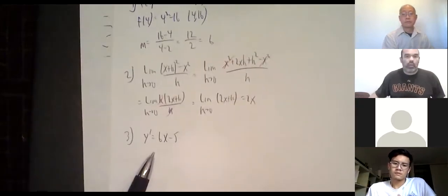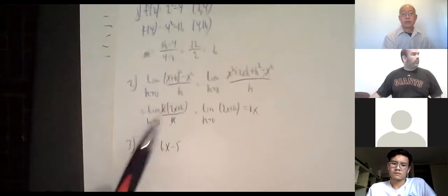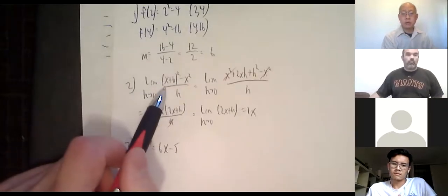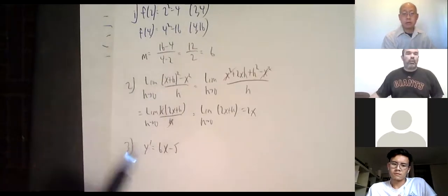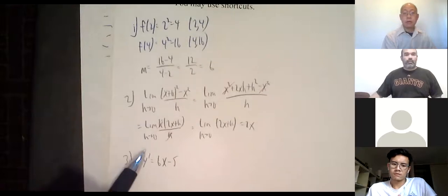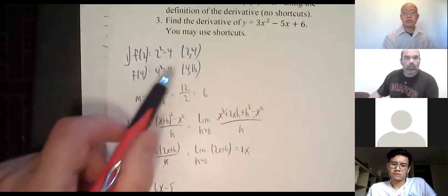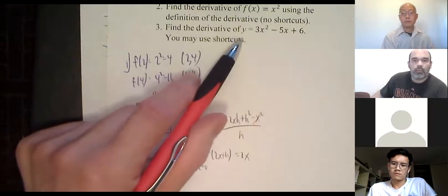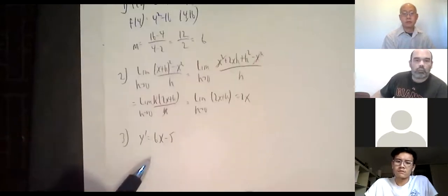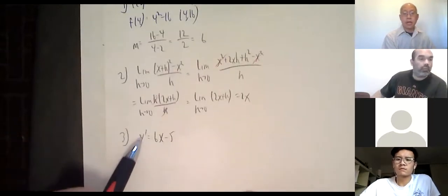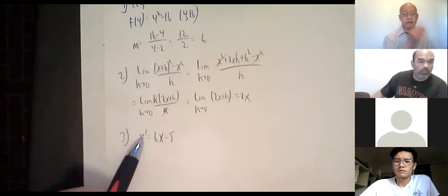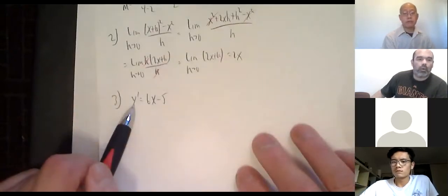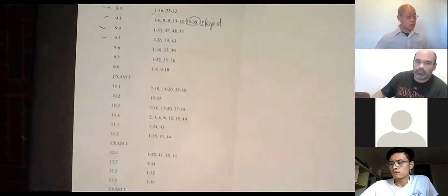When it comes to the y, do you always need that apostrophe? Number 3, for the answer, y apostrophe equals. Oh, y prime, yes. It belongs there for the derivative. That's our symbol for derivative. Y prime equals 6x minus 5.